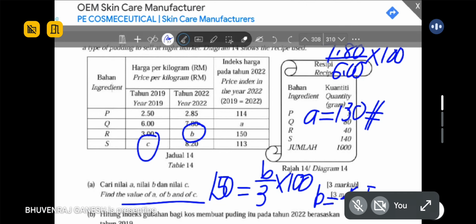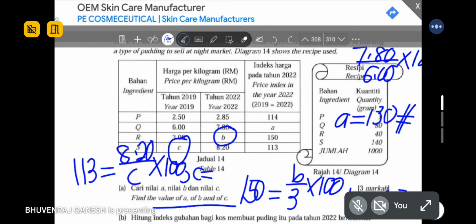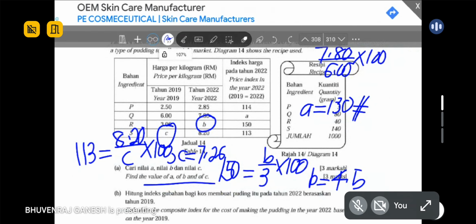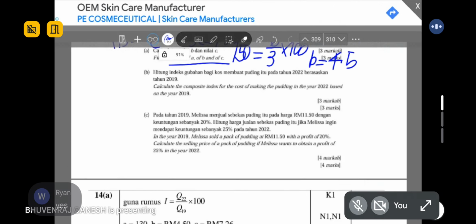Okay, and then C value, nilai C, the index, again just use the same formula, equal to 820 over C times 100. So you guys selesaikan lah for your C. Okay, so C you should get 7.26. Alright guys, boleh faham? Do you guys understand how I get these answers? Nilai A, B dan C. Okay, so these are your answers. Ini adalah jawapan. Alright, next one.